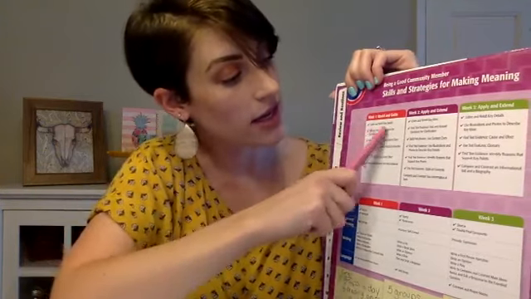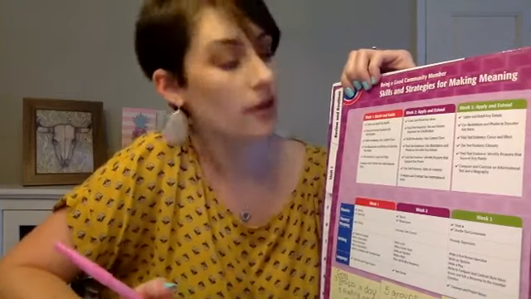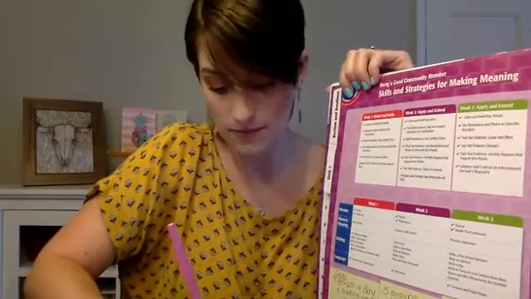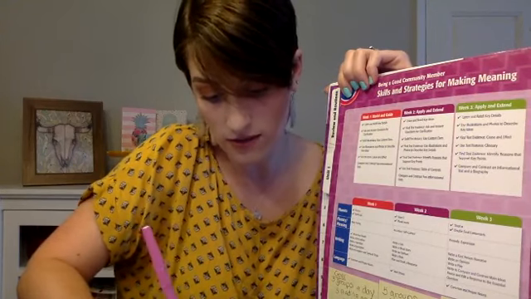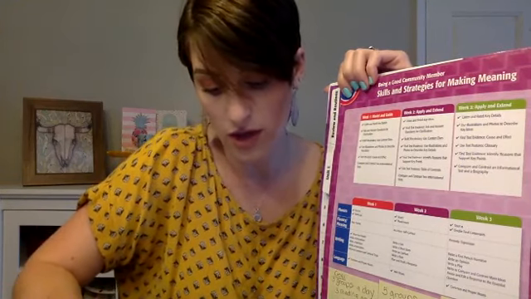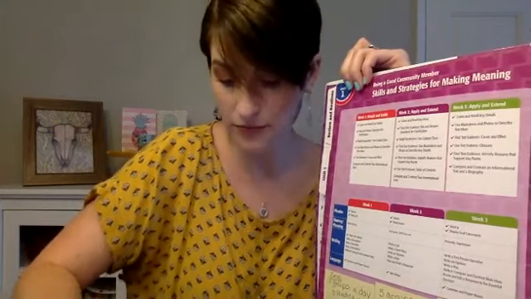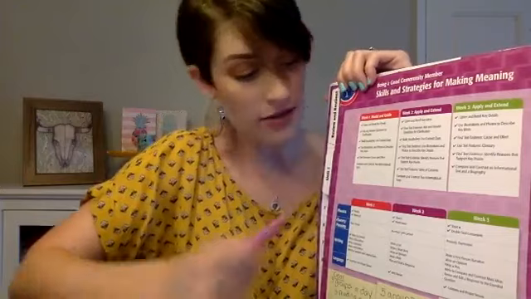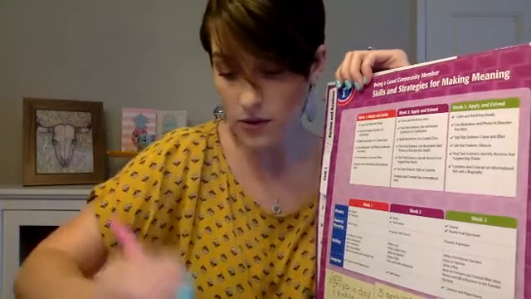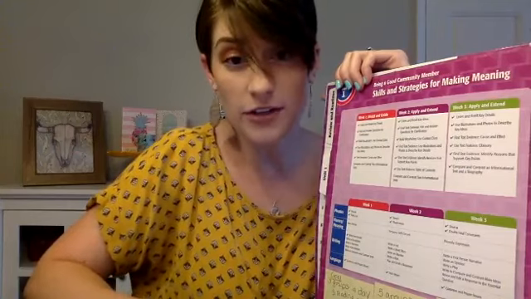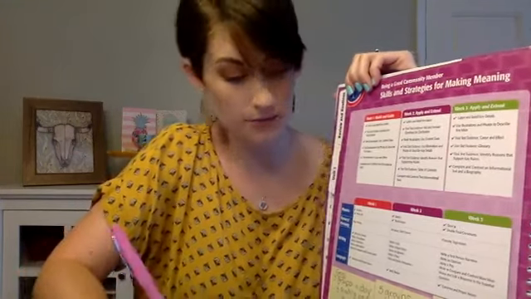Note that in K-1, it's going to be listening and retelling for the key details. Once they get to 2nd grade, that changes, and that's reflective of the 0.2 reading standard. Now the second one here, ask and answer questions, is going to be your first standard, 1.1, which is answering text-dependent questions.